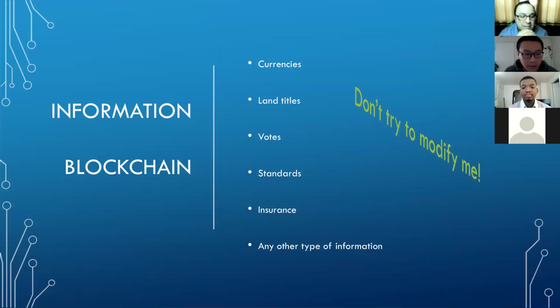From here, we can see that anything from currencies to land titles, roles, standards, or insurance can be tokenized, stored, and exchanged on the blockchain database. And by design, blockchain is restricted in the modification of its data.